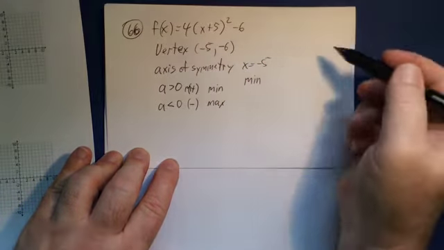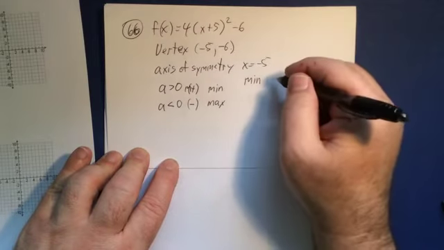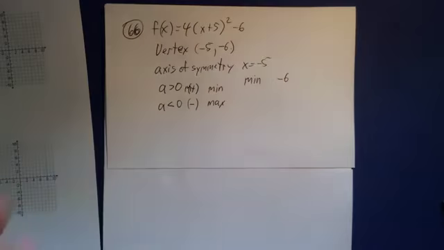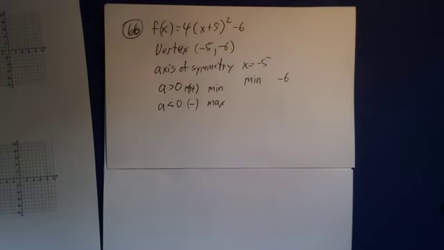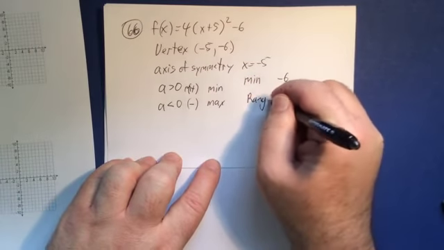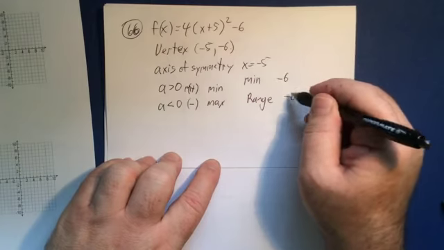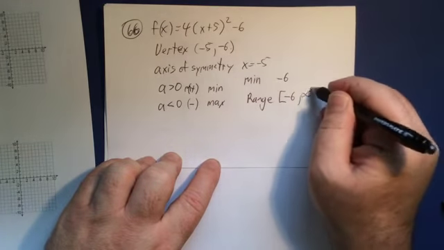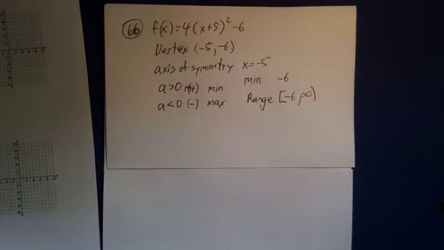Where is it going to be a minimum? At the y value of the vertex, -6. If you want to go so far even as to find the range, since you know this is the minimum, even though they don't ask for it, you could simply write the range as -6 all the way to positive infinity. That wraps up our lesson for section 11.6.